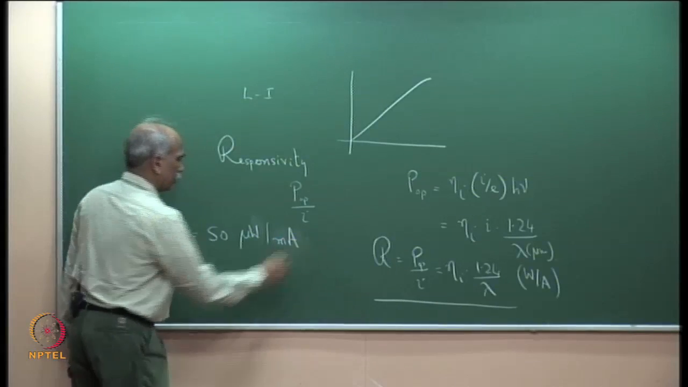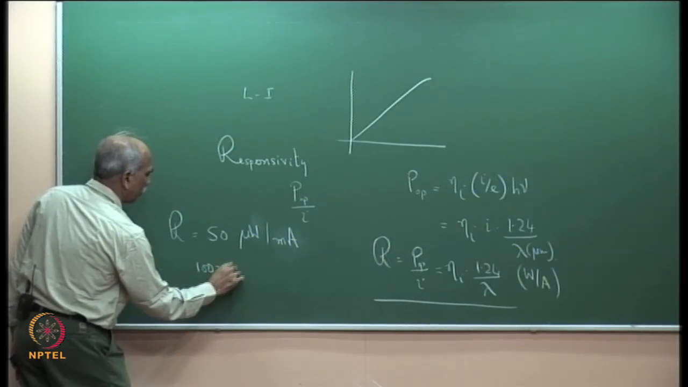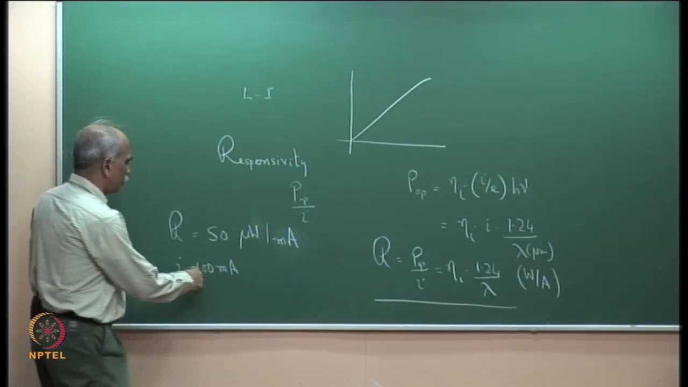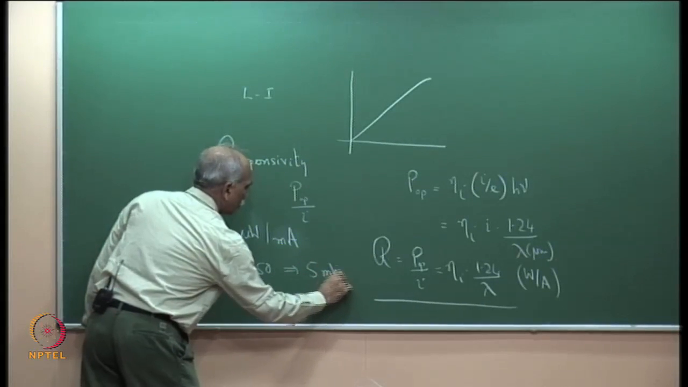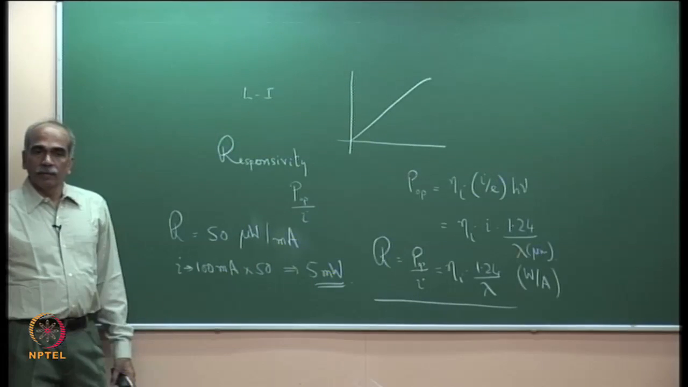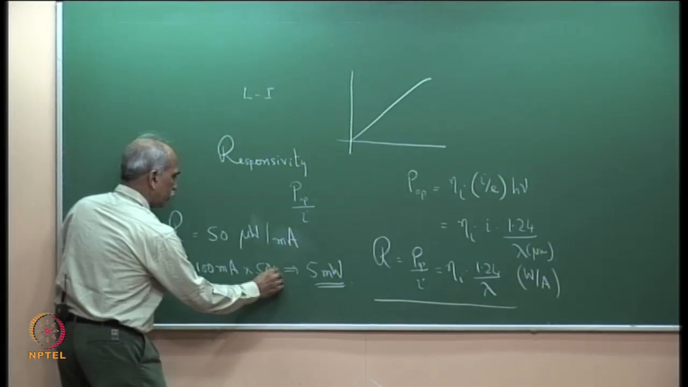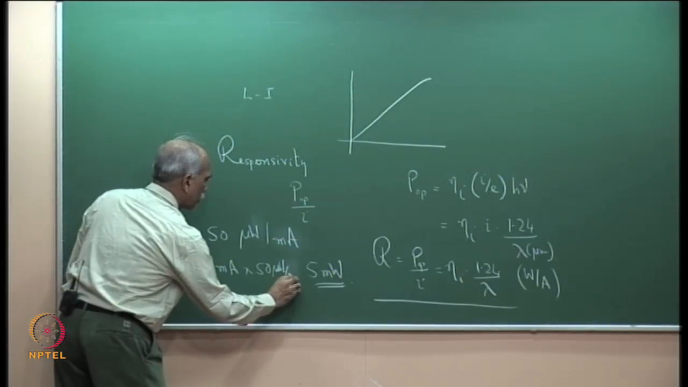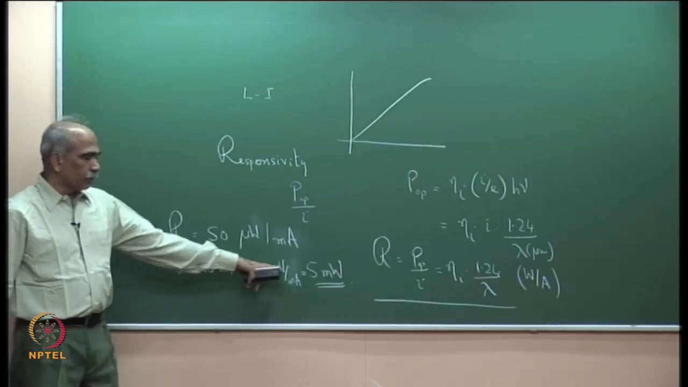What it means is, if you pass, let us say, 100 milliampere, if I is equal to 100 mA, because this is nothing but P optical divided by current, therefore 100 mA into 50 microwatt per milliampere, so you have 5 milliwatt of power. So the optical power output is 5 milliwatt if you pass 100 milliampere, which is 5000 microwatt, which is 5 milliwatt.